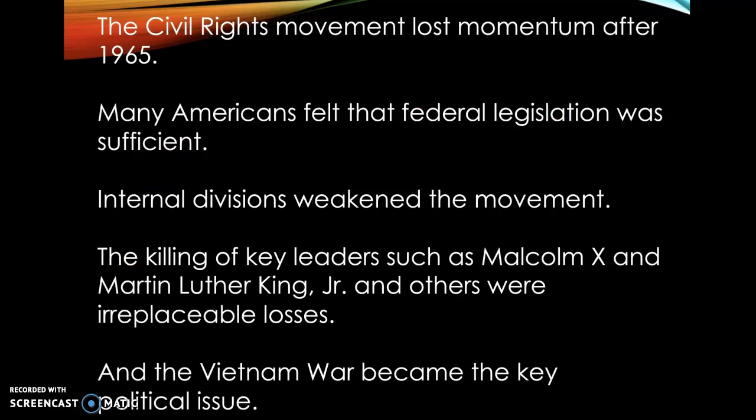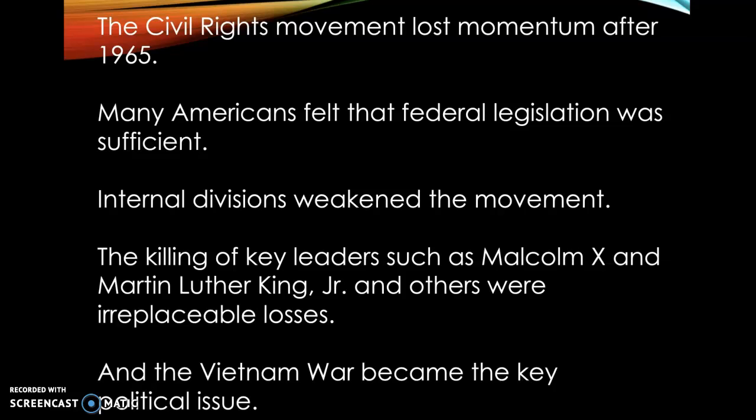And so as I summed up to the class, the civil rights movement loses its momentum after 1965. A lot of Americans felt that these issues had been sufficiently addressed with the passage of the Civil Rights Act of 64 and the Voting Rights Act of 1965. There were growing divisions within the movement itself, and the loss of key leaders like Malcolm X and Martin Luther King, these are people who really were irreplaceable.